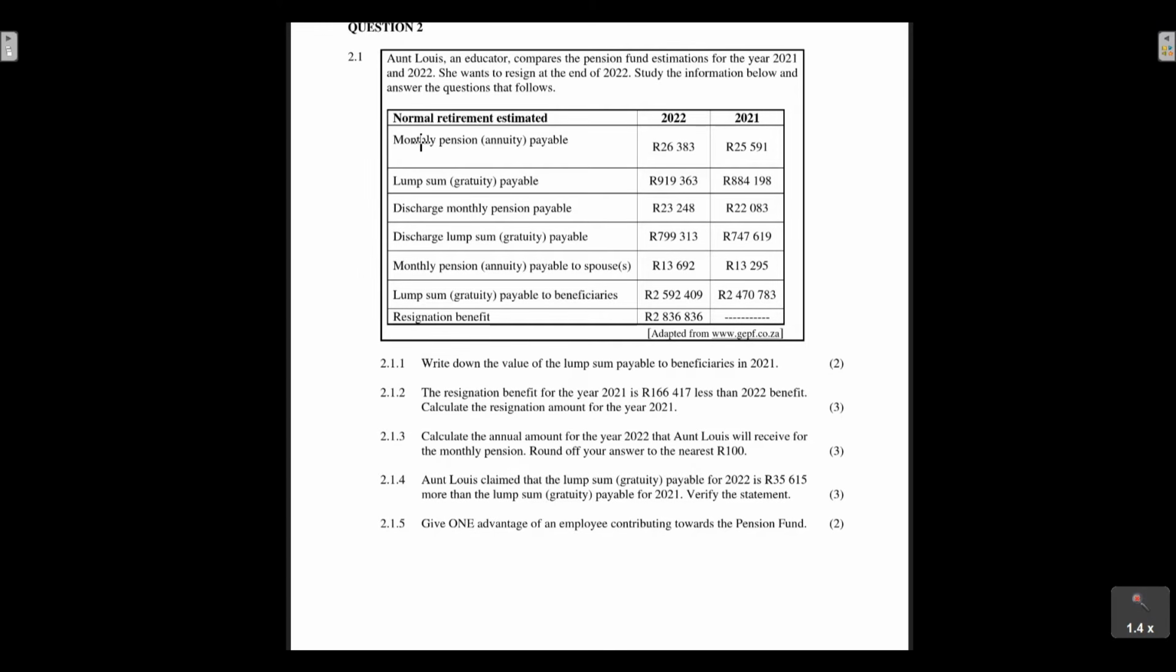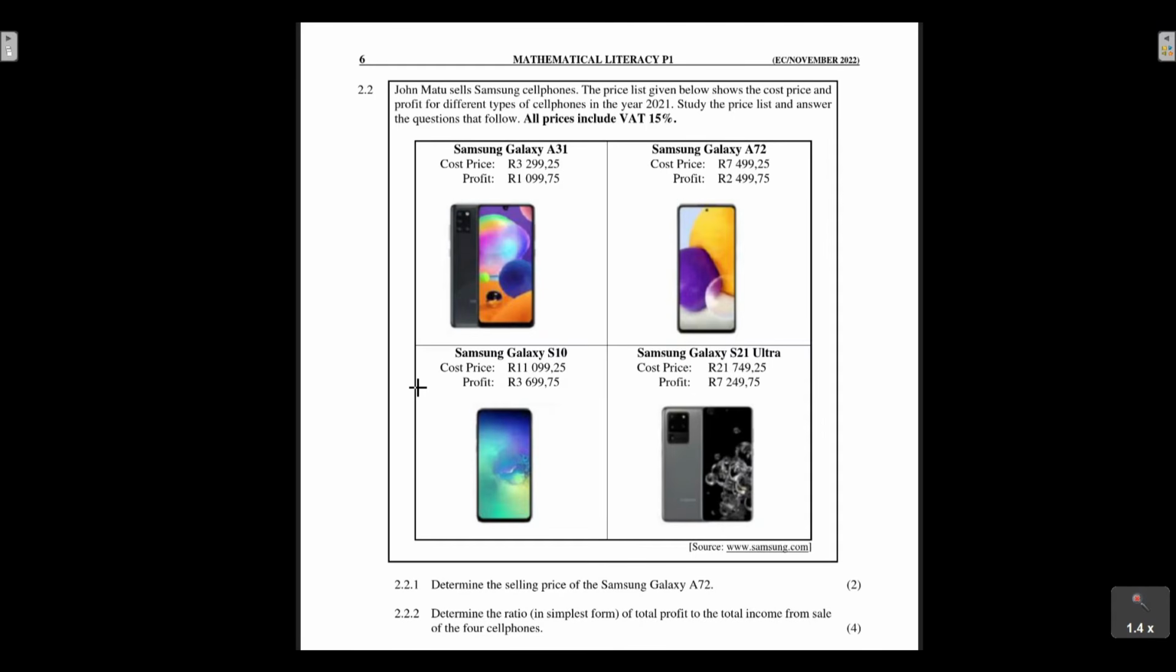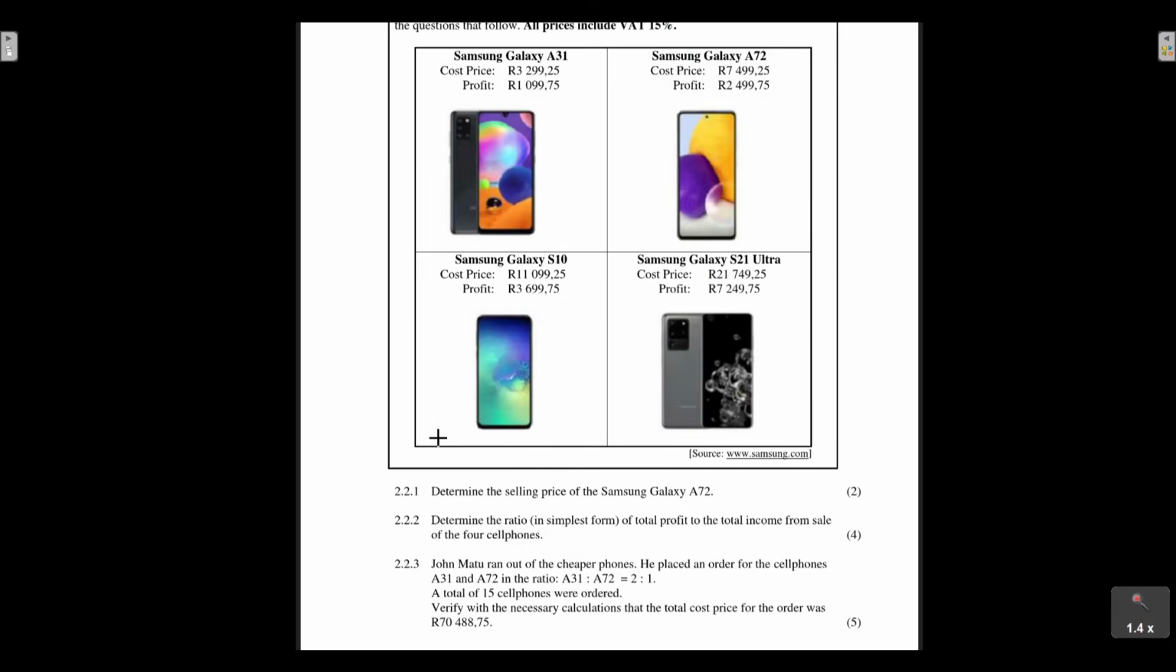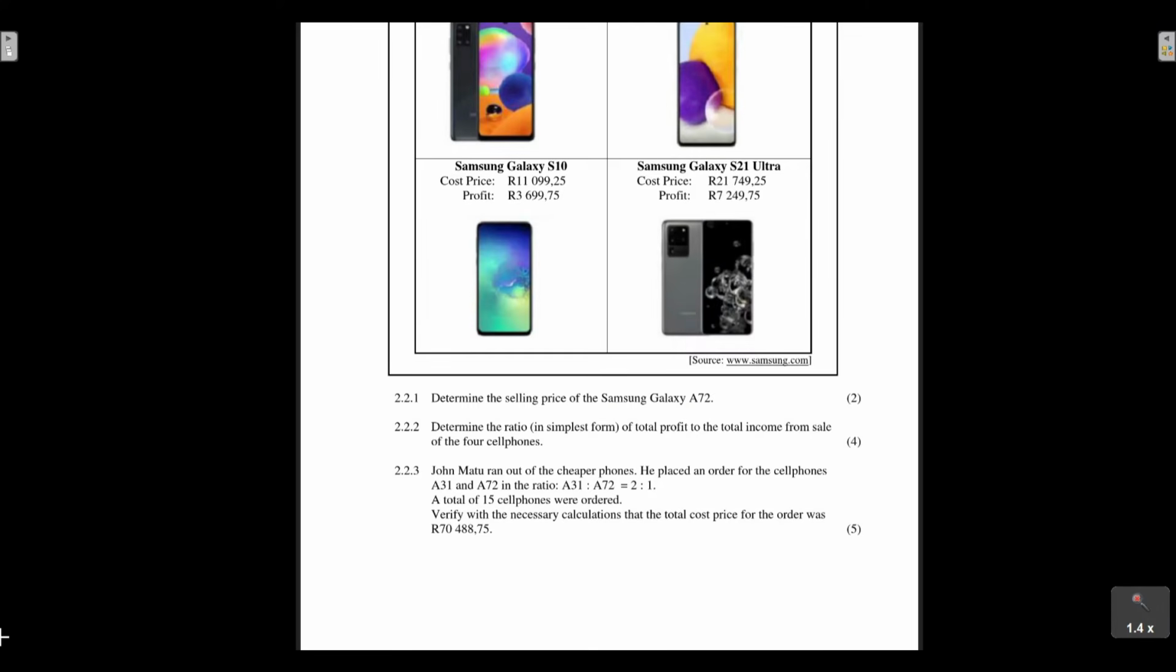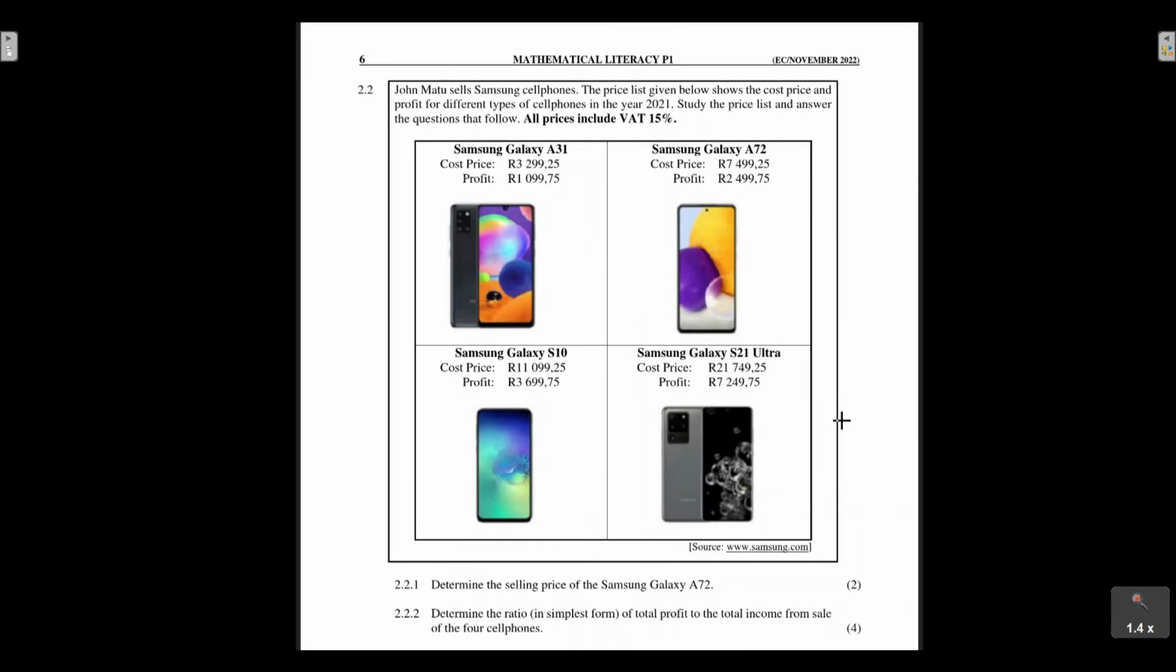Okay, we're going to be analyzing information that is given to us, where we are given a document of some sort that gives us retirement estimates, right? And question 2.2 is also still under the topic of finance, right? It focuses more on your cost price, selling price, and also calculating profit. And we also have some amazing ratio questions. So if you know that you struggle with ratios, please make sure that you watch this entire video tutorial, because I'm going to be dissecting everything for you guys in detail.